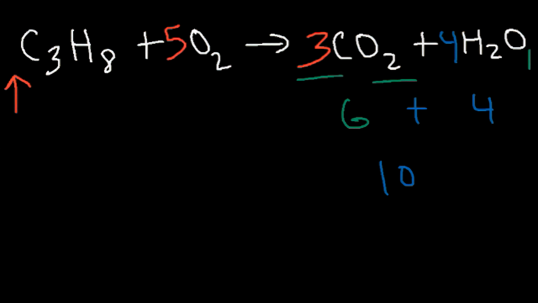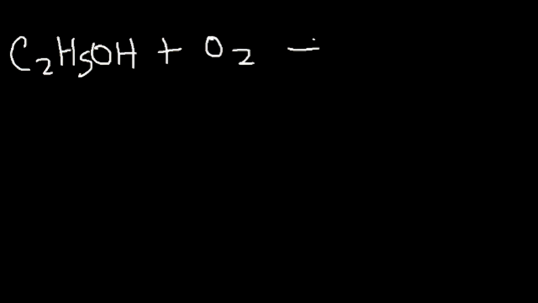And since we don't need a number here, we could put a 1. And now the reaction is balanced. We have 3 carbon atoms on both sides, 10 oxygen atoms, and 8 hydrogen atoms on both sides. So that's how you can balance a combustion reaction. Now let's try another example. C2H5OH, which is known as ethanol, plus O2, produces carbon dioxide and water. Go ahead and balance this particular combustion reaction.